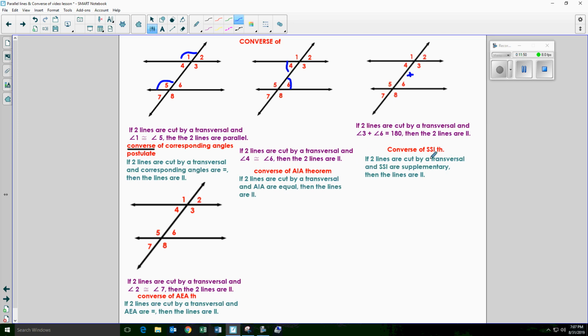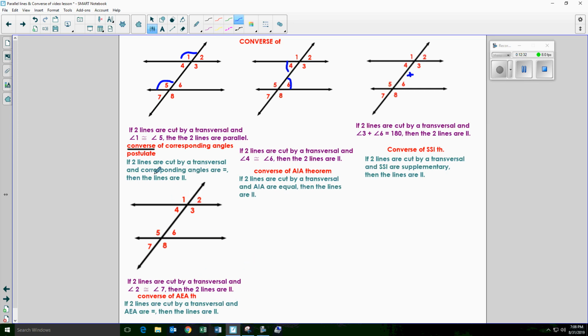So if two lines are cut by transversal and same side interior angles are supplementary, notice the other ones say equal, or they might say congruent on that part, then the lines are parallel. Okay, and lastly, we have the converse of the AEA theorem. Remember, AEA is alternate exterior angles. So if two lines are cut by transversal and angles 2 and 7 are congruent or equal, then the two lines are parallel, and now we'd be able to put arrows on these. Okay, so it could have been either 2 and 7 or 1 and 8, the other pair of alternate exterior angles. All you need is one pair to be congruent.